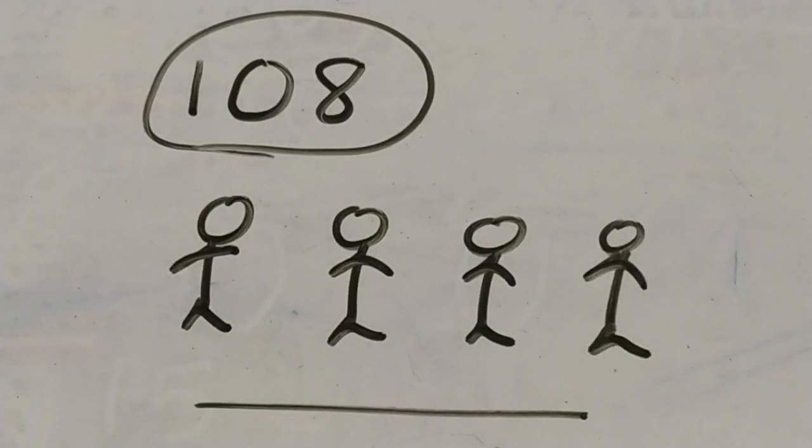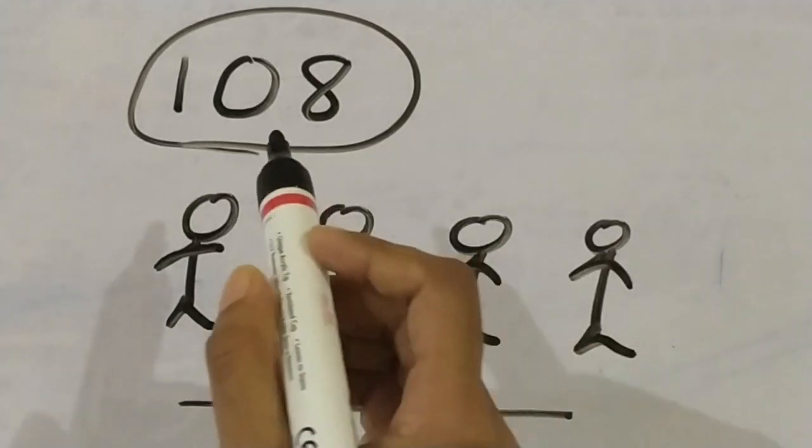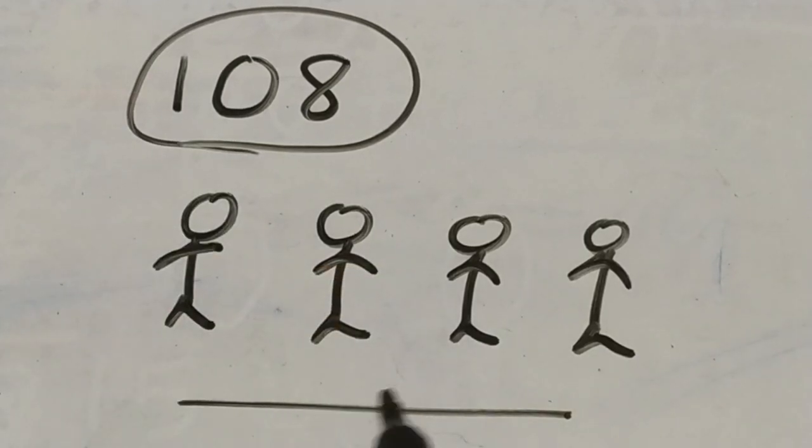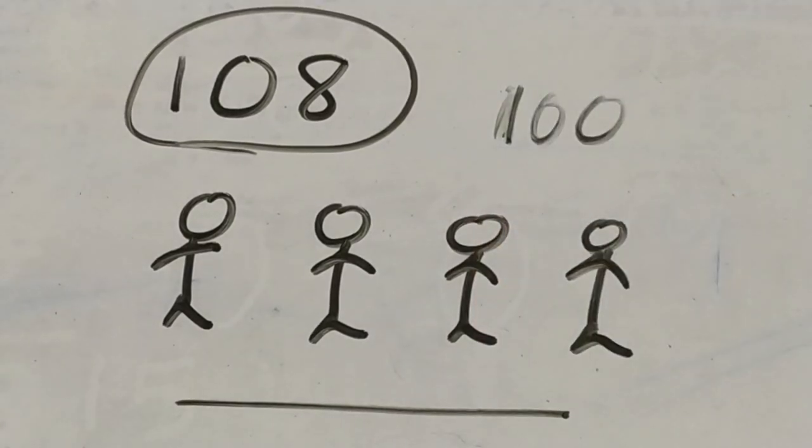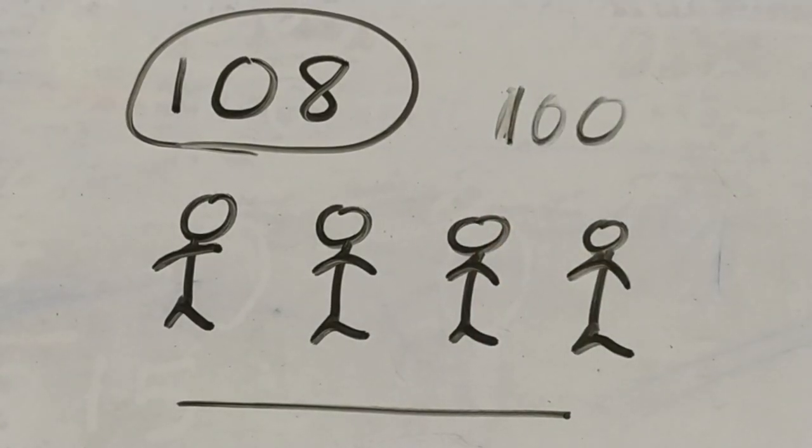Suppose we divide 100 gooseberries first. There are 108 gooseberries, but let us divide 100 first. So how much would each get? Tell me which number multiplied by 4 gives 100. You all know that it is 25, right?